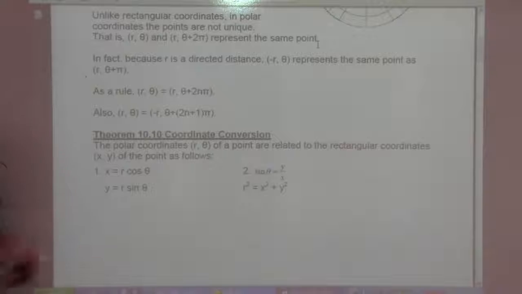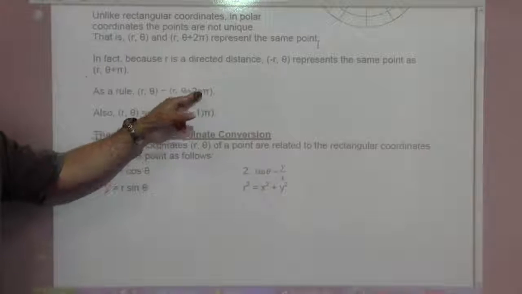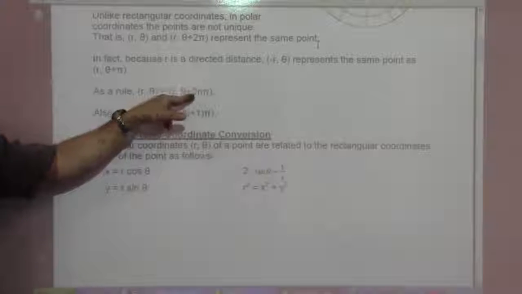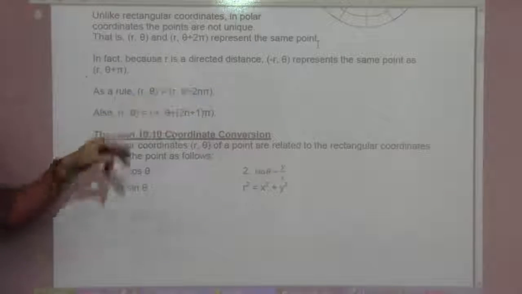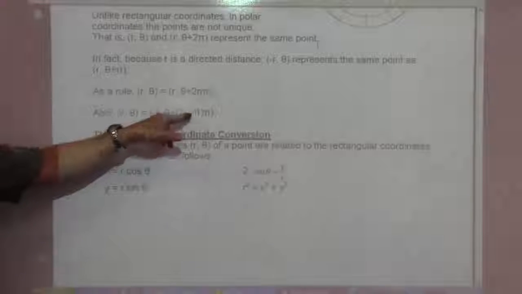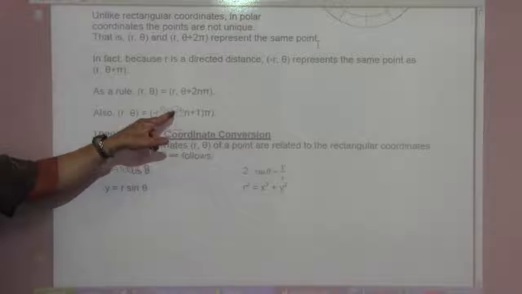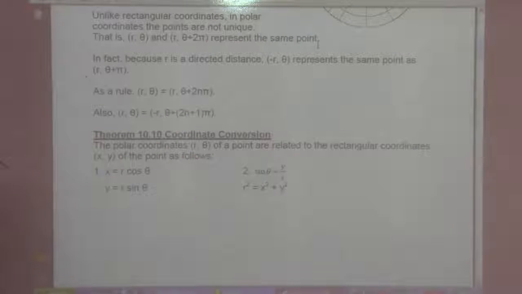As a rule, (r, theta) equals (r, theta plus 2n pi), so it could be 2 pi, 4 pi, 6 pi, or negative 2 pi, negative 4 pi, negative 6 pi. Also, (r, theta) would be (negative r, theta plus (2n plus 1) pi). That's like pi, 3 pi, 5 pi, all the odd ones.